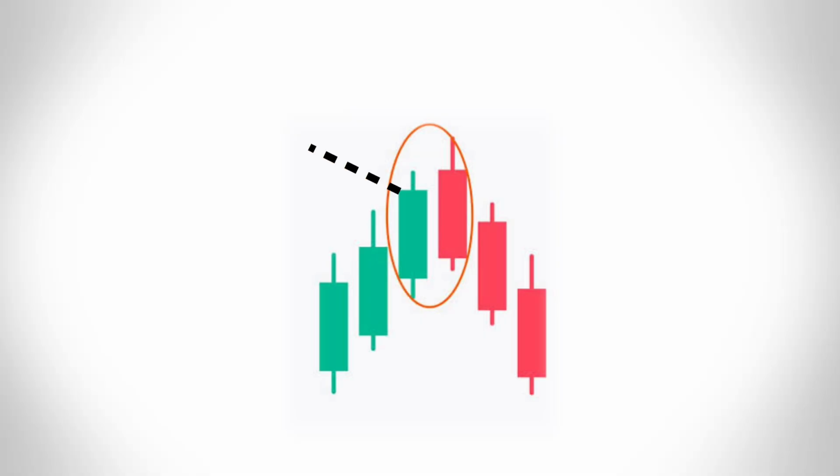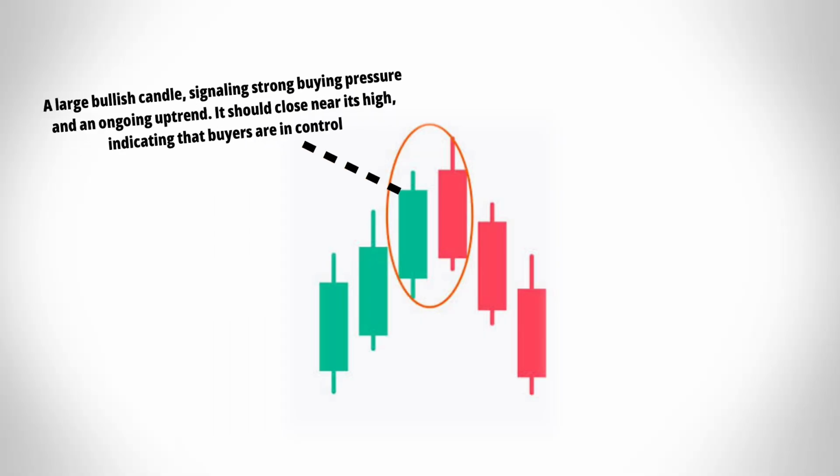To identify a dark cloud cover candlestick pattern when you see it on the chart, here are some characteristics to keep in mind. So first, the first candlestick is a large bullish candlestick signaling strong buying pressure and an ongoing uptrend. It should close near its high, indicating that buyers are in control.